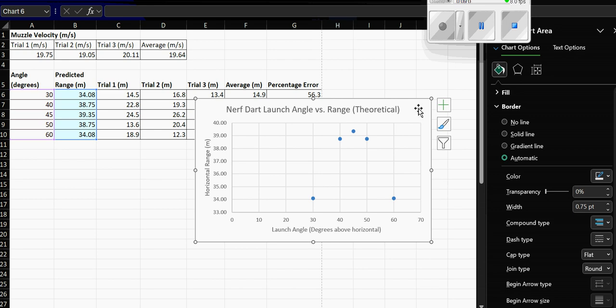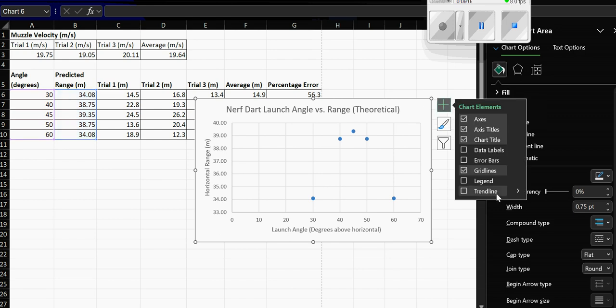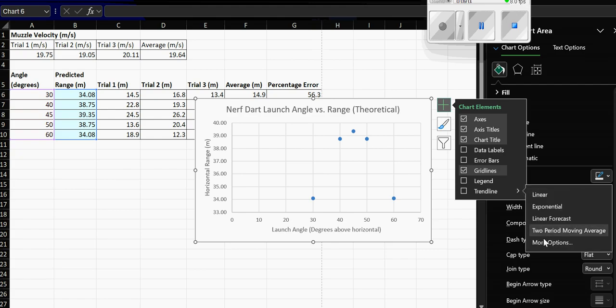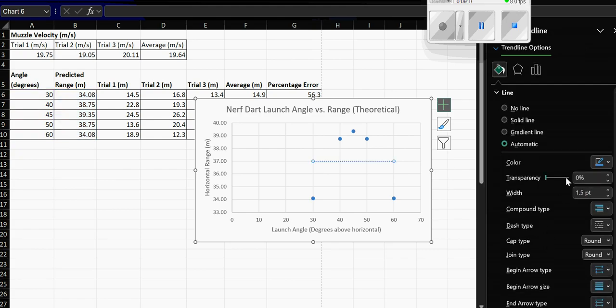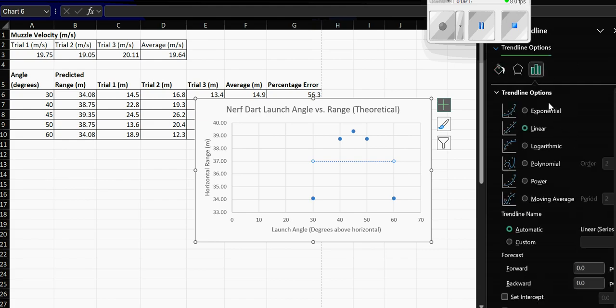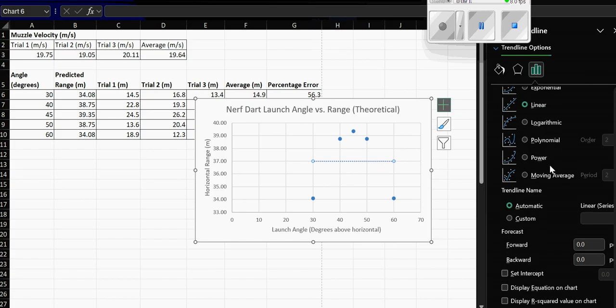Now I want to put on my trend lines, right? So again, on the plus, I'm going to go trend line, but I don't want it to just assume linear. So I got to click here and go more options. Now, if it shows you this, you'll pick the little chart here. It probably will default just to the chart, but if it doesn't, pick the little chart there. Okay, so let's scroll down. I know I want to turn on my equation and my R squared value.